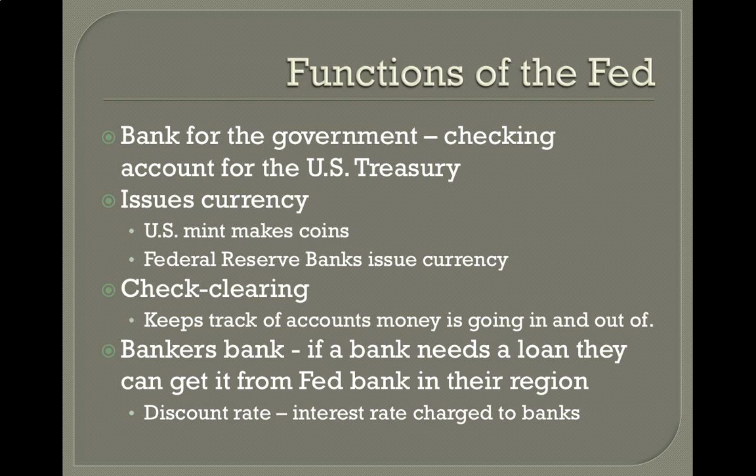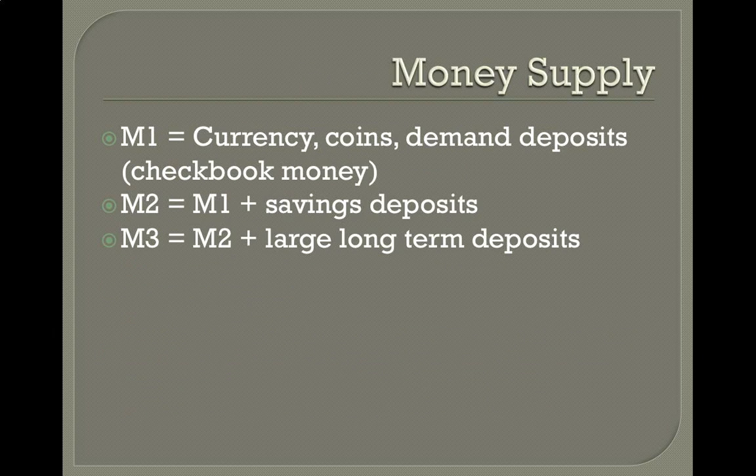And then the banker's bank. If a bank needs a loan, they can loan each other money. Banks can loan each other money, but then they can also get a loan from the Fed. And the discount rate is the percentage rate of interest that a bank has to pay to the Federal Reserve. So that's the interest rate that they'll oftentimes announce as the discount rate, because if a bank has to take a loan from the Federal Reserve, then they're going to actually have to charge their customers a little more money in terms of interest rates.